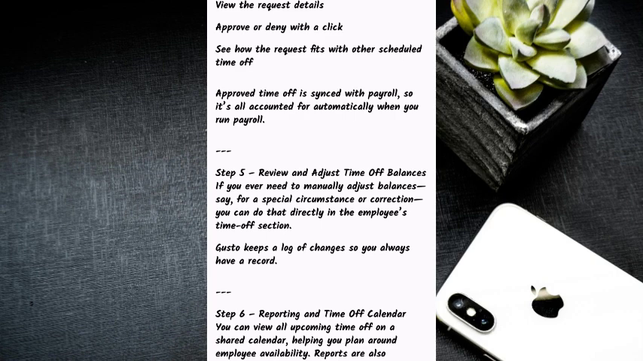Step 5 is to review and adjust time off balances. Now, if you ever need to manually adjust balances, say for special circumstances or a correction, you can do that directly in the employee's time off section. Now, Gusto keeps a log of changes, so you can always have a record.